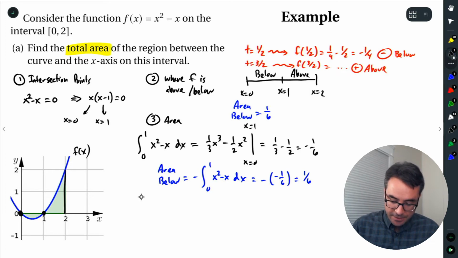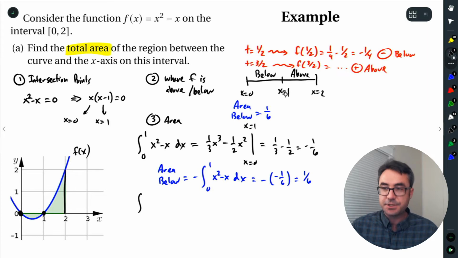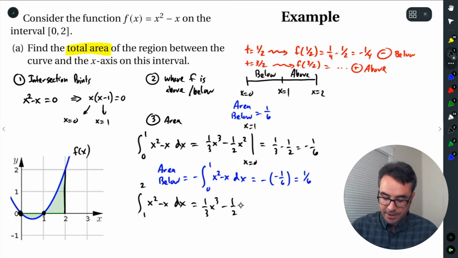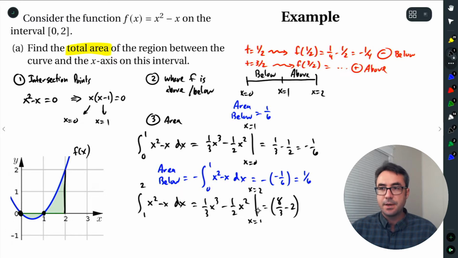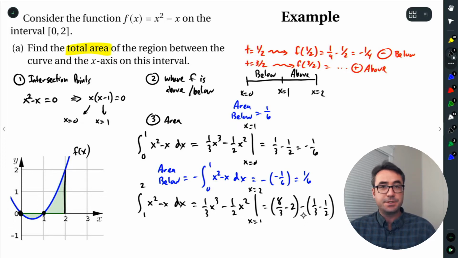All right, now let's try the other integral. So we're interested in this other section here from 1 to 2. So we're going to integrate from 1 to 2. Same function, so that means it has the same antiderivative, 1/3 x cubed minus 1/2 x squared. And we're going to be plugging in 1 to 2. Top number goes in first, so we get 8/3 minus 2. Bottom number goes in second, so we get 1/3 minus 1/2. And then we subtract.